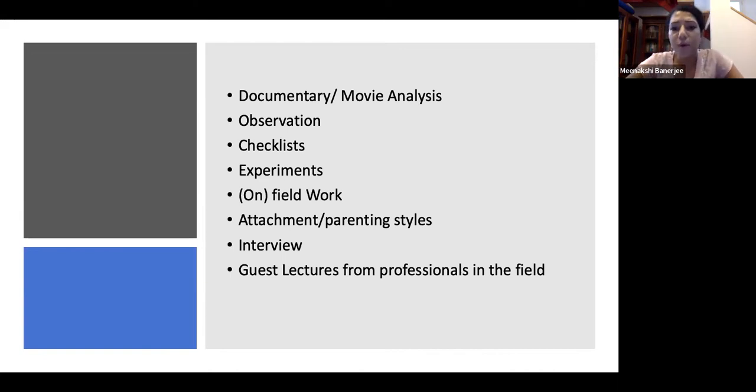We'll also be doing some on-field work since this semester is going to be completely offline. We will try and see if we can take you to some places where you are able to interact with different age groups. So there would be some amount of on-field work. We'll be looking at attachment and parenting styles again through the combination of checklist, scales, and observation work.